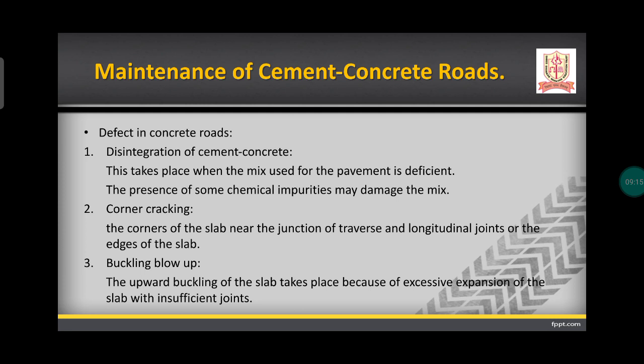The next is the maintenance of the cement concrete road. Now, which defects are present in the cement concrete road? The defects in cement concrete road are, first, disintegration of the cement concrete. This takes place when the mixture used for the pavement is deficient. That is, the presence of some chemical impurity may damage the mixture. If the mixture contains impurity, then disintegration will happen. Because of disintegration, the lifespan of the cement concrete slab will be less.